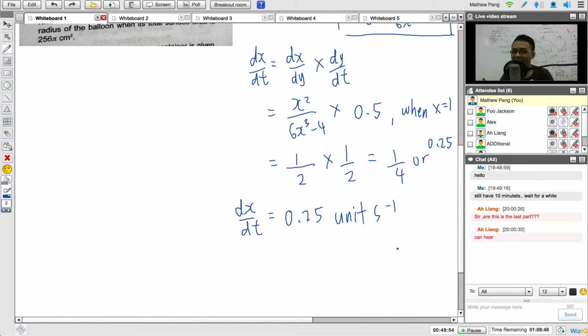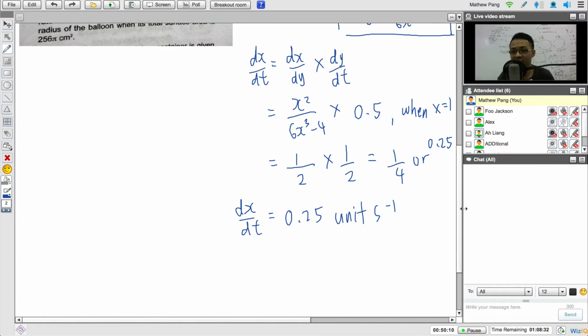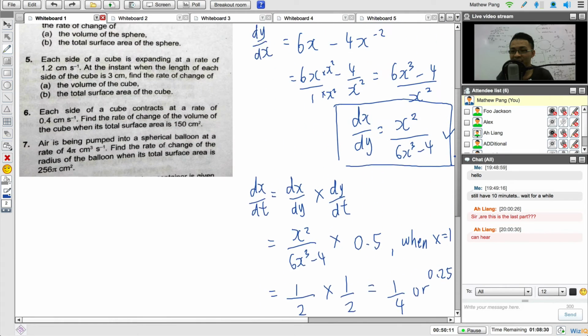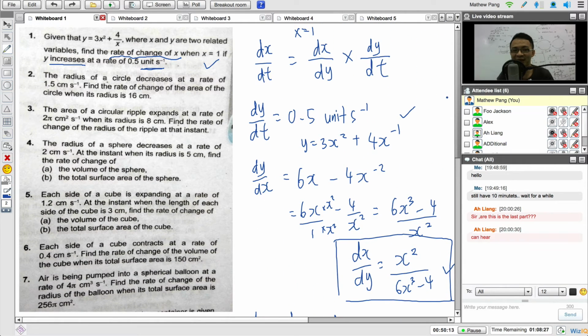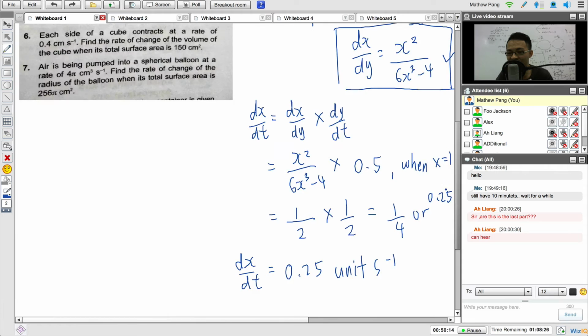What does it mean? The x will increase by 0.25 unit for every second. So after 10 seconds, it has already increased 2.5 units, and after 100 seconds, it will increase 25 units. Okay, this is the meaning. So far so good. You got some basic idea on how to solve this question.